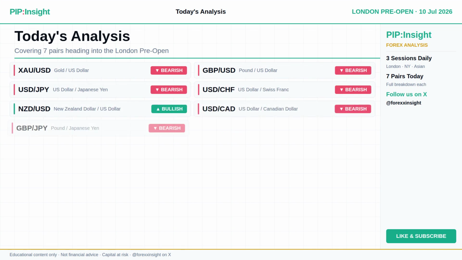Here is today's London pre-open chart analysis. Pairs showing bullish structure, Kiwi dollar. Pairs showing bearish structure, gold dollar, pound dollar, dollar yen, dollar Swiss, dollar Canada, pound yen. Full chart breakdown for each pair coming up now.